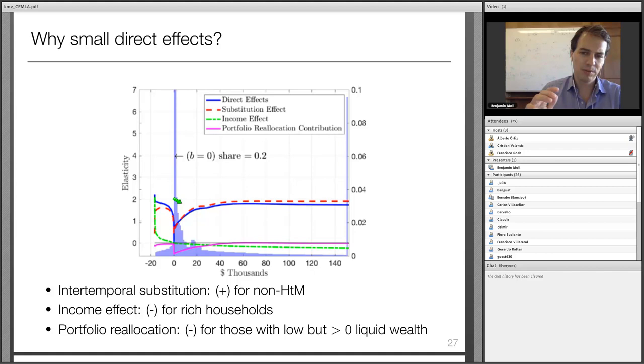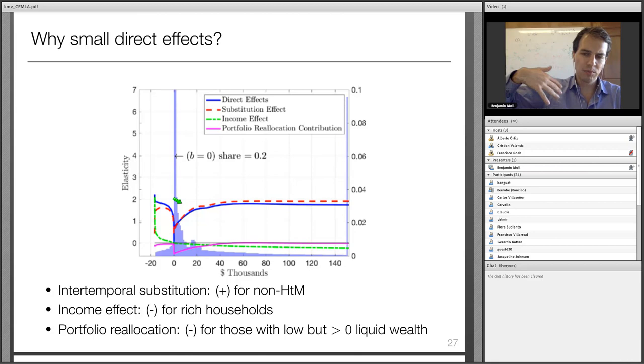There's actually something going on that we call the portfolio reallocation channel. In particular, people with low liquid wealth, in this region there, they're not constrained. But when the return on liquid wealth falls, the return on illiquid wealth doesn't fall as much. So what they're going to do is reallocate their portfolio toward the illiquid assets.